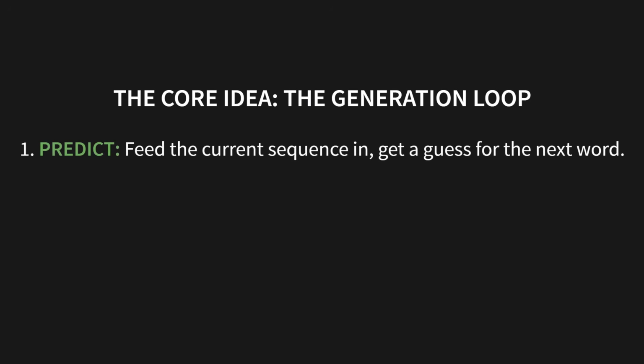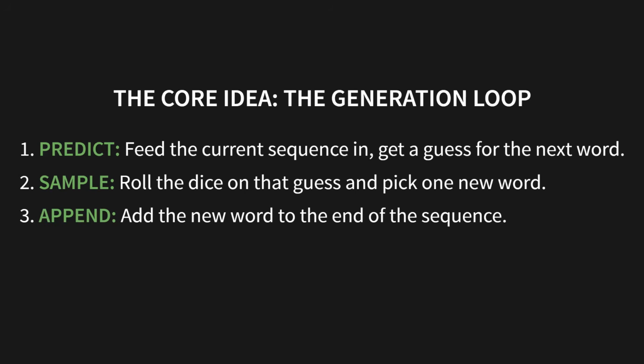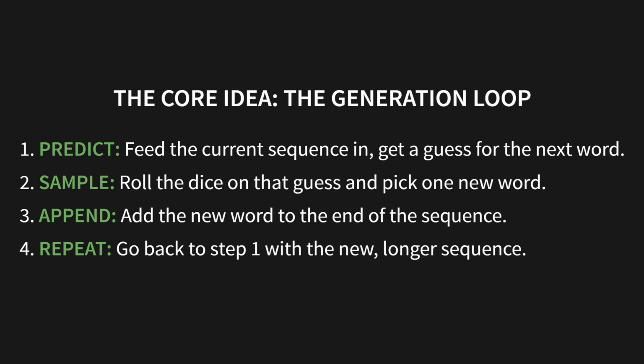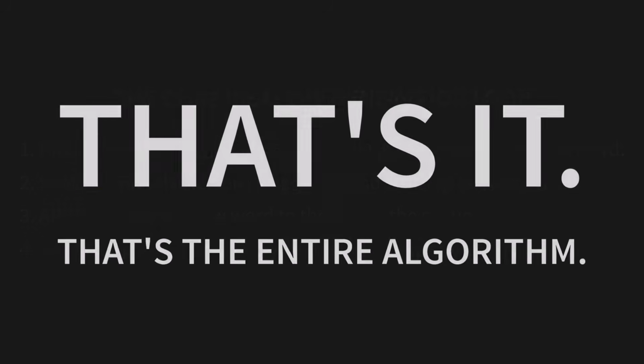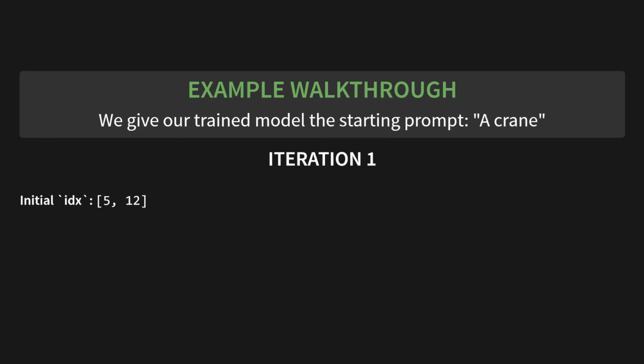Let's break it down. 1. Predict. Feed the current sequence in, get a guess for the next word. 2. Sample. Roll the dice on that guess and pick one new word. 3. Append. Add the new word to the end of the sequence. And 4. Repeat. Go back to step 1 with the new, longer sequence. That's it. That's the entire algorithm. Let's do an example walkthrough.